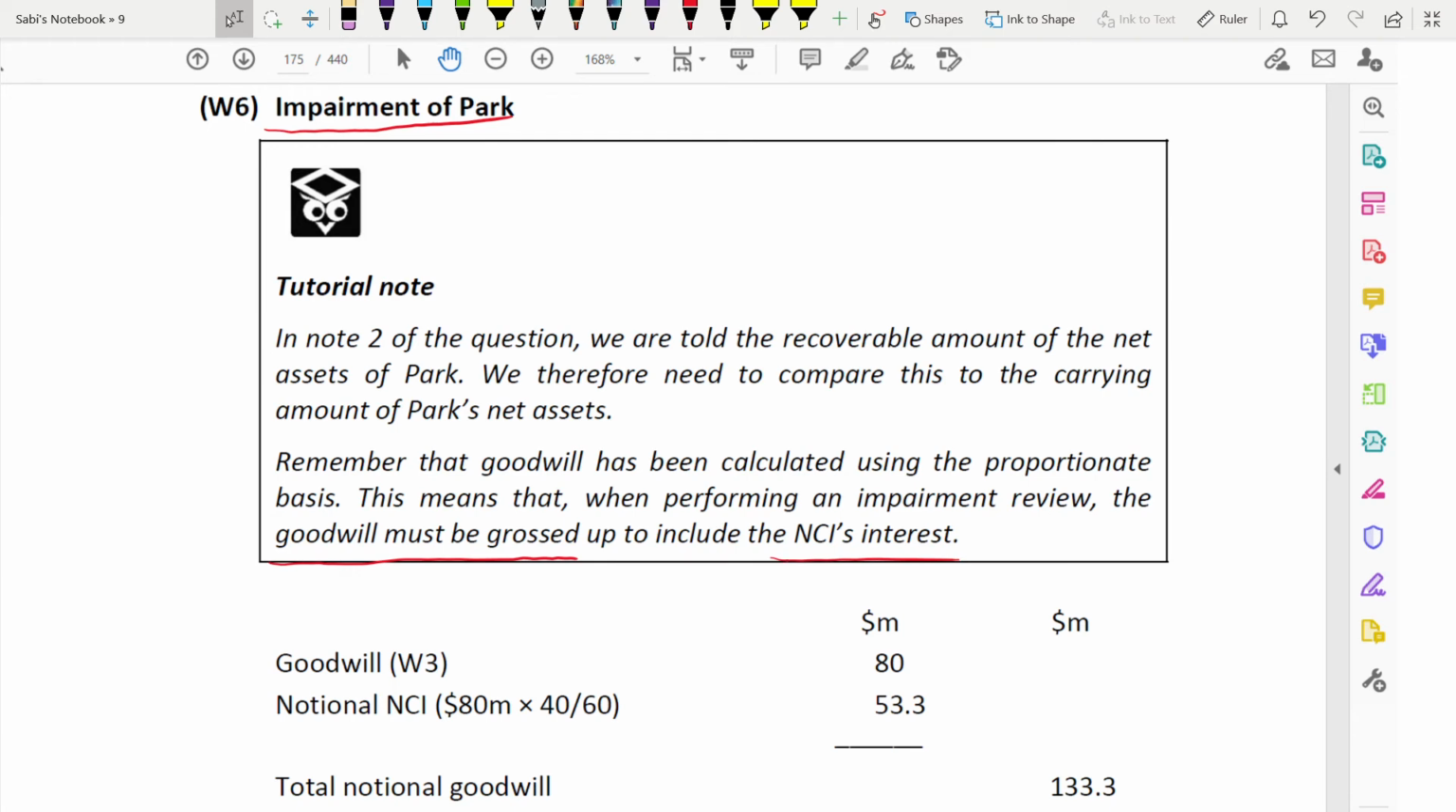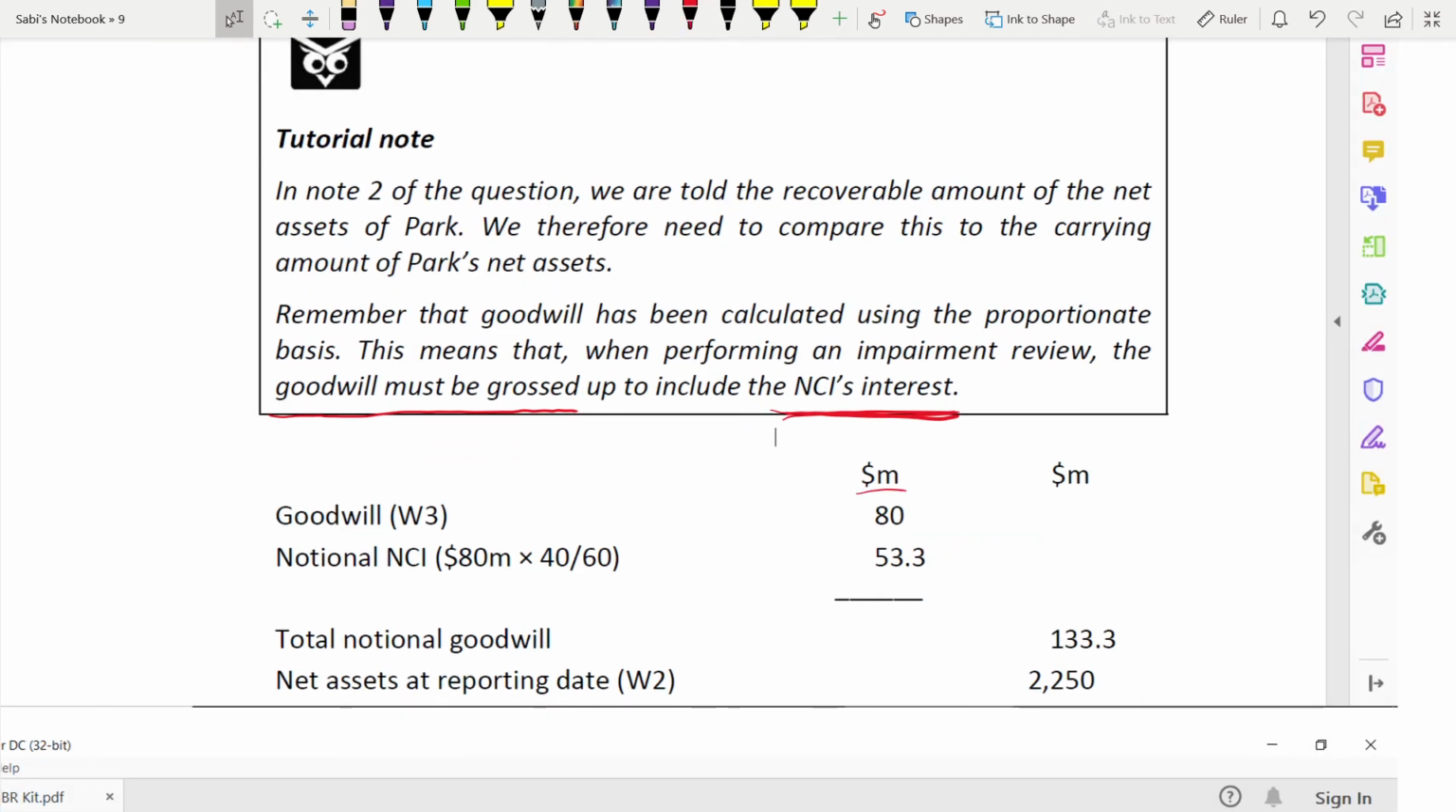Because whenever you are calculating NCI using the proportionate share of net assets, you need to gross up the goodwill. Okay, remember this. If it's not the fair value. So here also, two workings you do. Goodwill we have calculated 80 in working 3. Always mention the working where you have calculated it. If the amount is calculated by you, next to it write in bracket the working number. That's enough. Don't calculate goodwill again. Okay, goodwill working 3. If it is already there in the question, no need to write working anything. Just write it. Notional goodwill. It is known as notional goodwill when you gross it up. Sorry, notional NCI. So goodwill was 80.